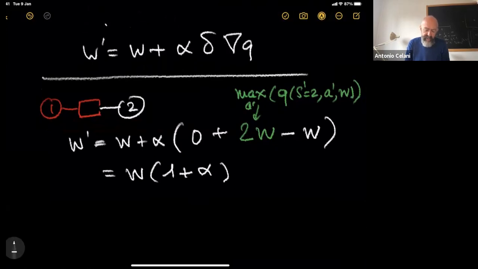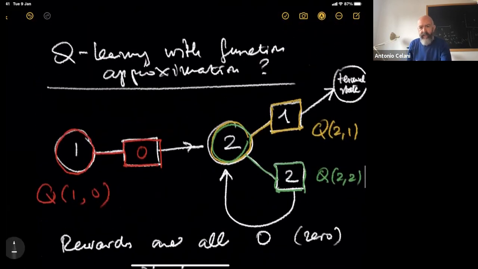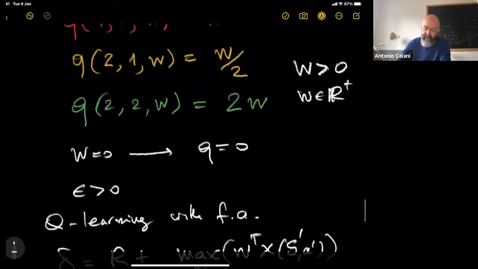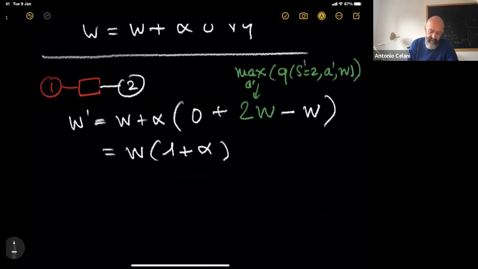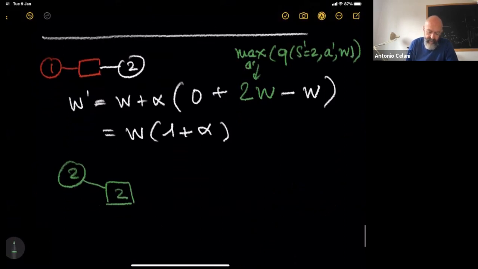Then let's move to the second iterate. The second iterate starts from state 2. And here there are 2 possibilities depending on which action you take. Here there is a bifurcation. From state 2, if you pick action 2, which is the greedy one because it has the largest value, the green Q is larger than the yellow Q. So if you act according to Q-learning, you would pick the green action, which will bring you back to state 2.